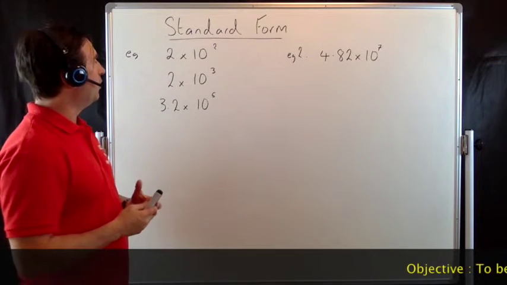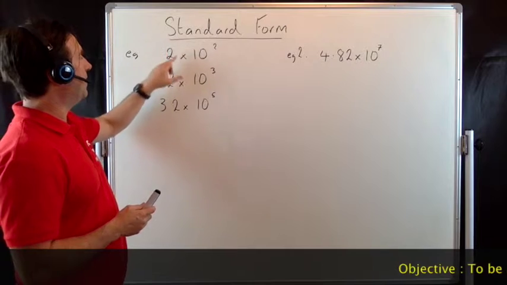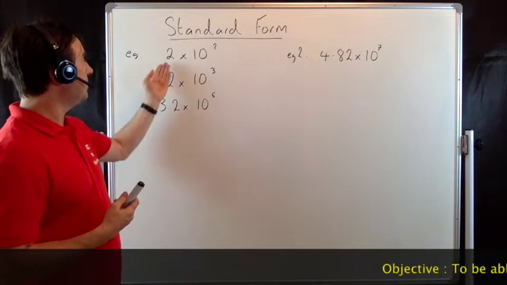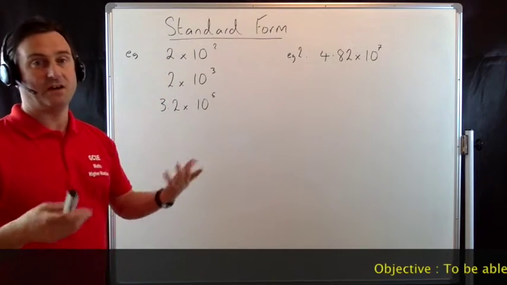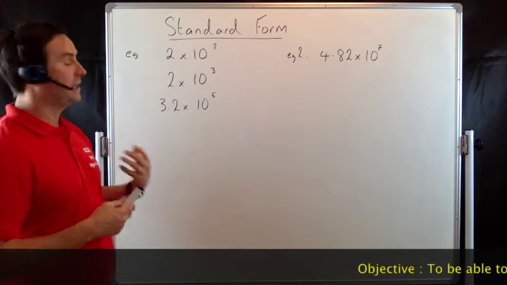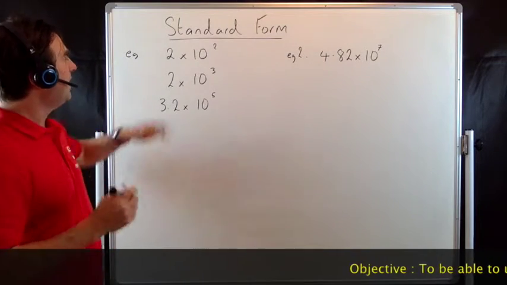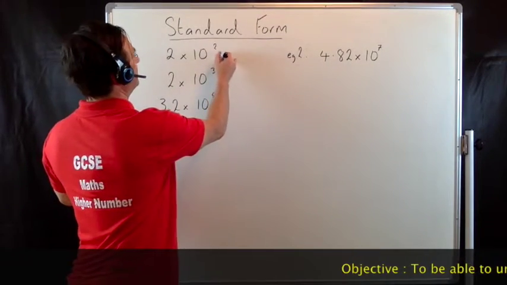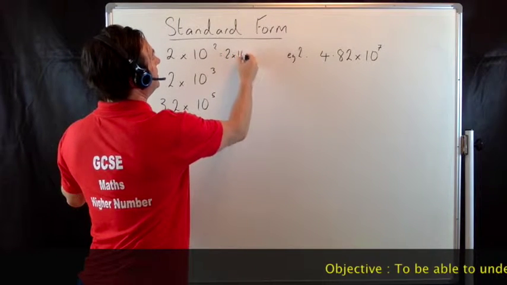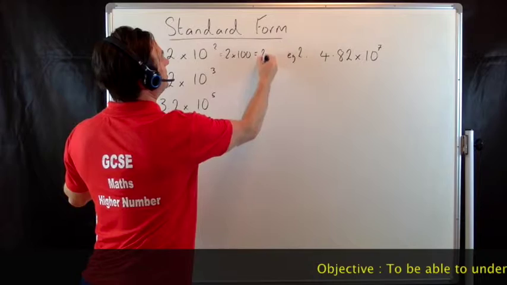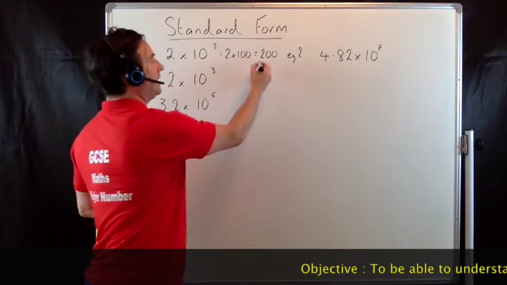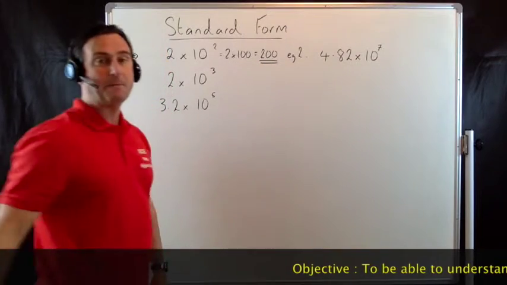Standard form will always be written as the first part being a number between 1 and 10. So this can only be 1, 2, 3, 4, 5, 6, 7, 8, 9, 9.2, 8.3, something like that. It can't be 10 and it can't be less than 1. So all this really means is you're multiplying 2 by 10 squared, which is 100. So the answer, 2 times 10 squared, is actually 200 as a normal number.